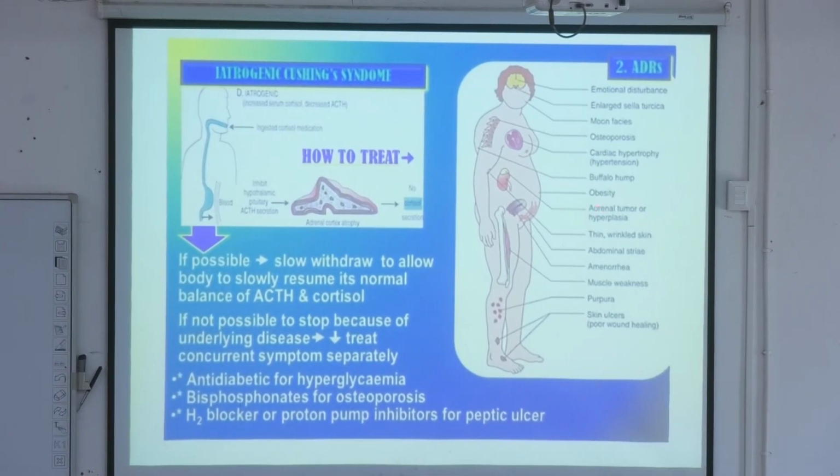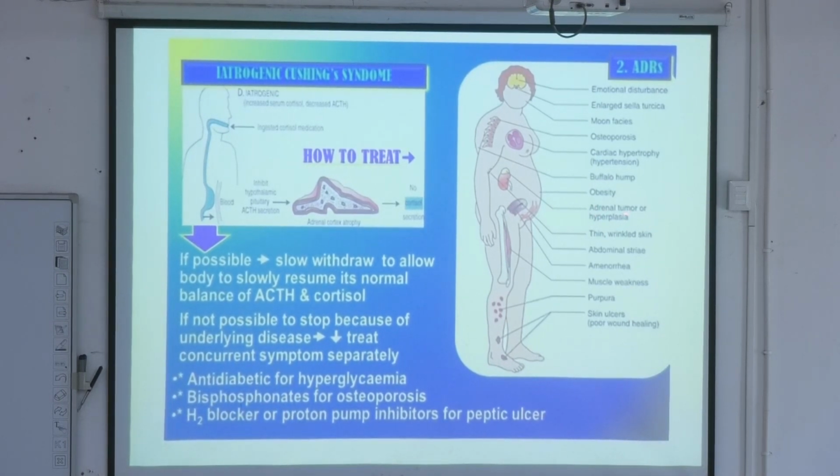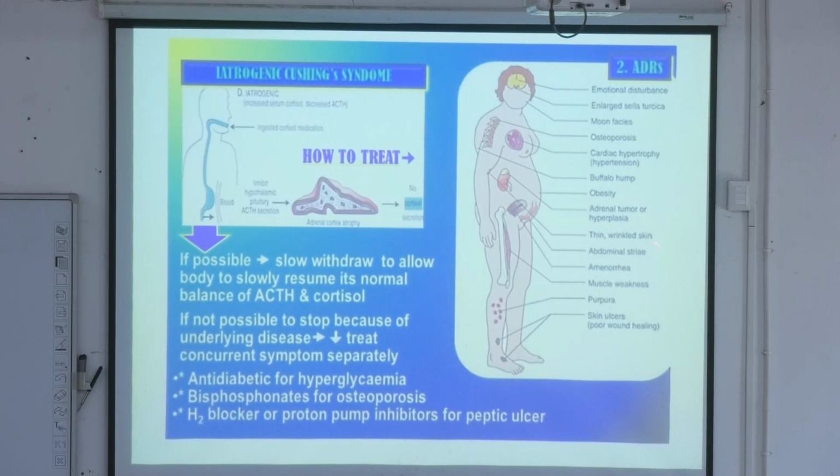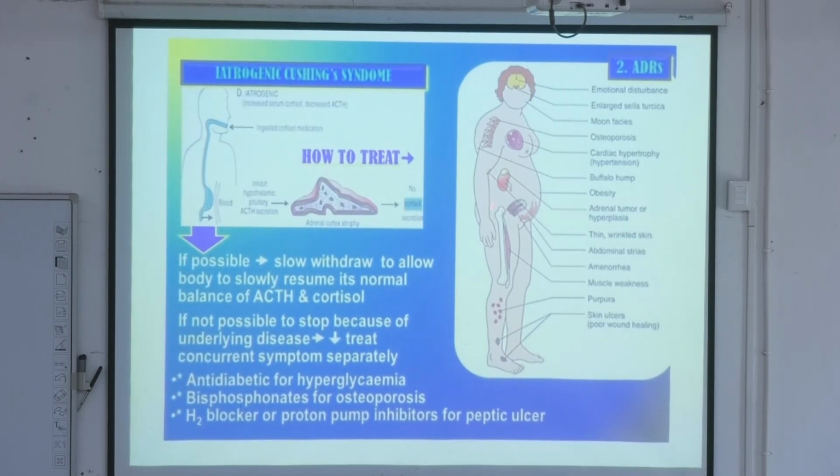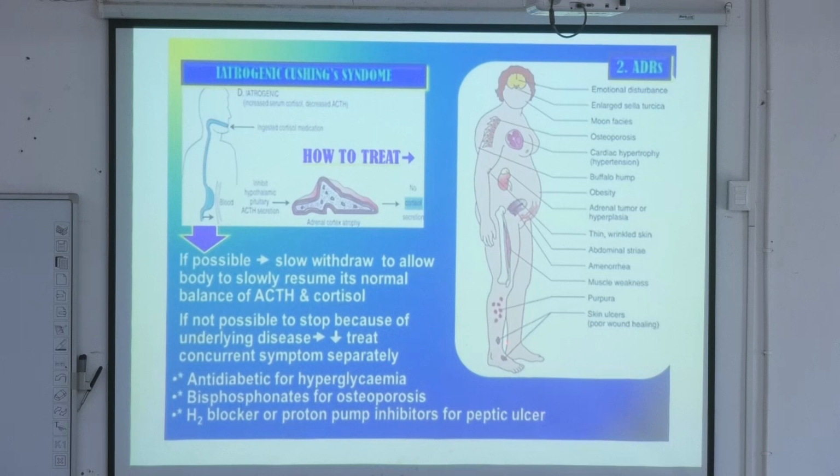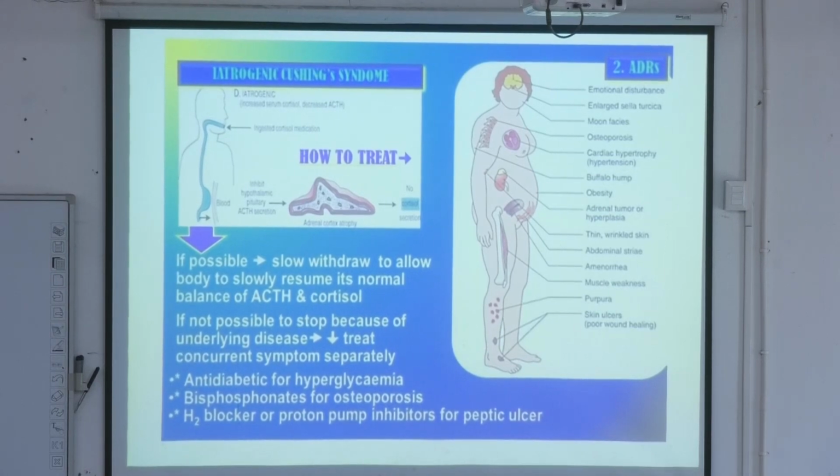Then this adrenal tumor hyperplasia is a wrong thing in this diagram. It is not an effect of Cushing syndrome. It is something that leads to Cushing syndrome. So omit this point. Then come to thin wrinkled skin. Thin wrinkled skin occurs in Cushing syndrome because of steroids. There are abdominal striae, muscle weakness, purpura and skin ulcers. All right. So all this damage happens.